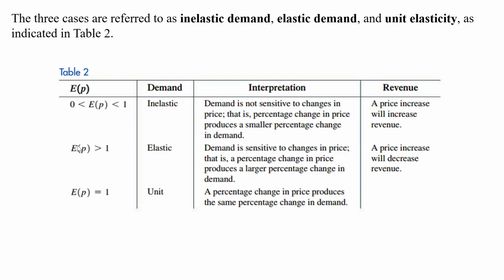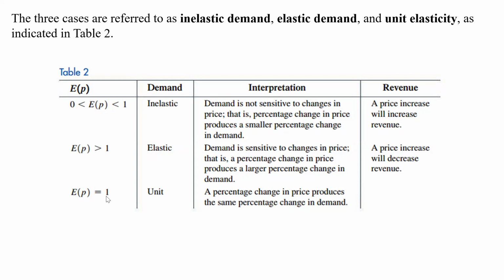Now, if E of P is greater than 1, so 2 or 4 or whatever it turns out to be, then demand is elastic. The demand is sensitive to changes in price. That is, a percentage change in price produces a larger percentage change in demand. For revenue, a price increase is going to decrease your revenue. So on this one, we're on the downslope. The other one, we're kind of going up.